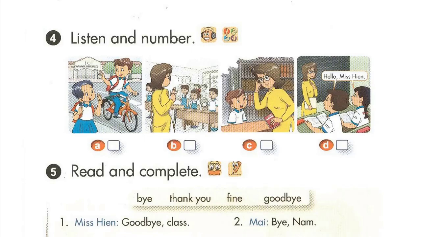Page 9. Lesson 2. Activity 4. Listen and number. 1. Hello, I'm Miss Hien. Hello, Miss Hien. Nice to meet you. 2. How are you, Miss Hien? I'm fine, thanks. And you? I'm fine, thank you. 3. Goodbye, class. Goodbye, Miss Hien. 4. Bye, Mai. Bye, Nam.